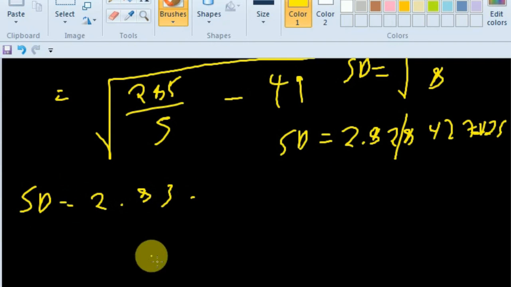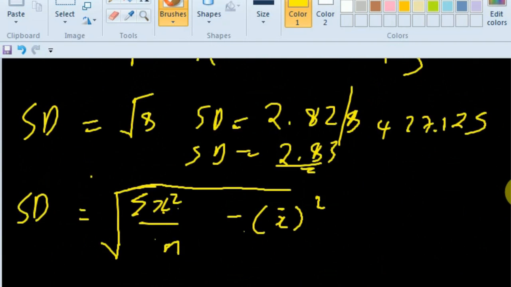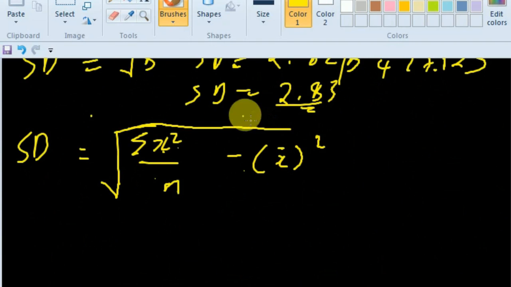2.83. So as you can see, this answer and the answer that we had calculated above, these two formulas are giving the same answer. So you can use either one of those.